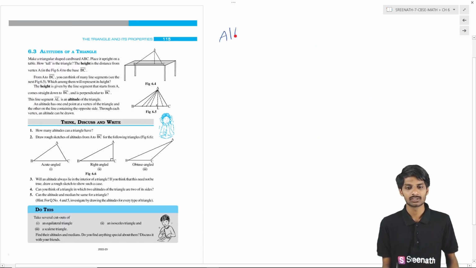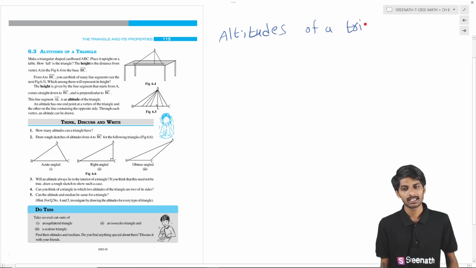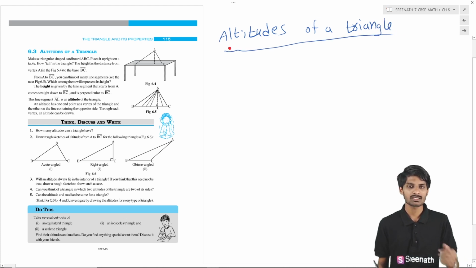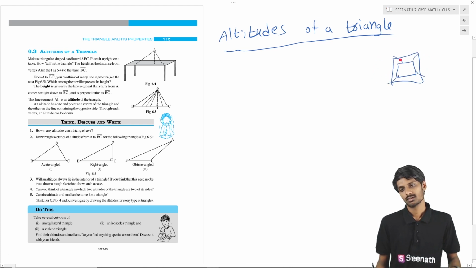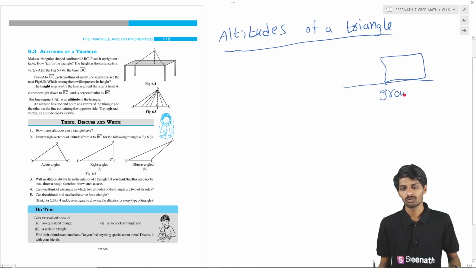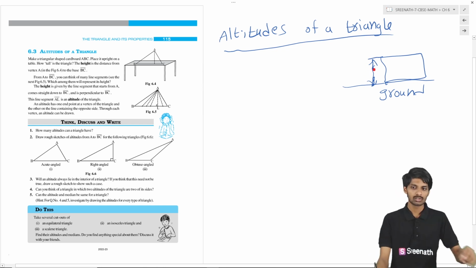Next thing is about altitudes. So what is altitude, students? We know height. If anybody asks you how to measure the height, what will you do? Suppose it is a box, students. If anybody asks you to find the height of this box, what do you have to do? This is the ground. You will measure from the top of this box to the ground, the bottom of this box, and measure how much length it is. So this length, this distance, you call the height.